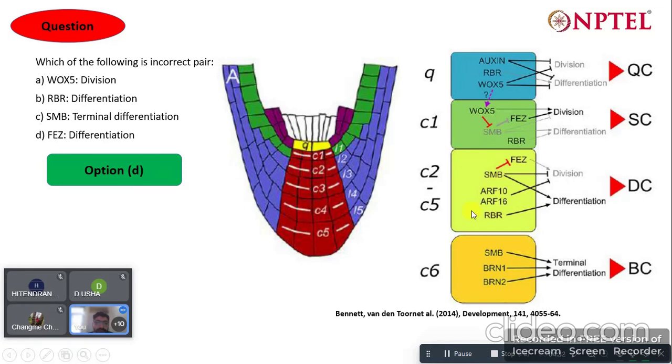Any doubts? Says that FES initiates differentiation or divisions, because in the previous question we have seen that FES is also playing a role in columella cells. Yes. In the previous case we have seen that in columella cells, when it divides, FES initiates the division and it is moved back into the stem cells. So FES is basically involved in division, not differentiation. That's why it's present in the stem cells, not in the differentiated cells.